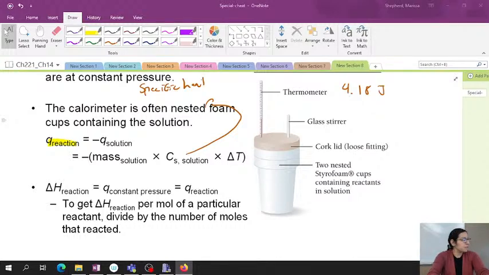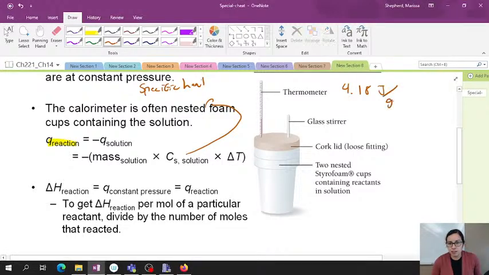I just forgot the units for some reason. Blanked. Joules per gram degrees Celsius. And so your specific heat is what really drives this equation. So the reason why they have mass there in delta T is looking at the units.